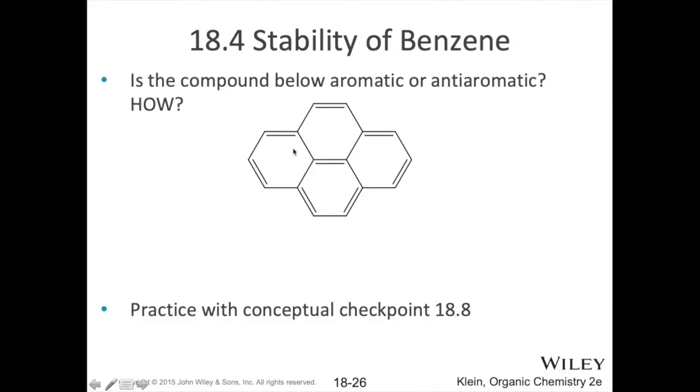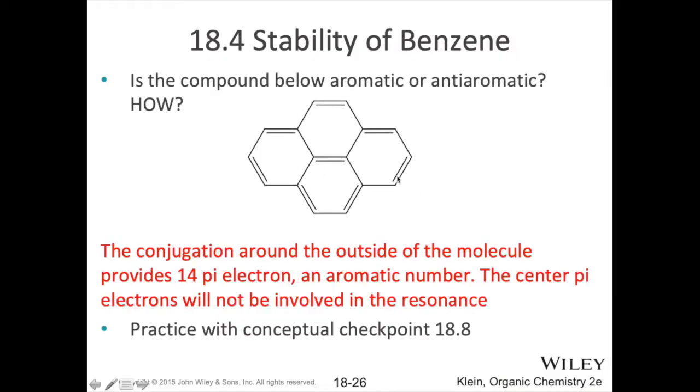If I count out all of my pi bonds, I've got 1, 2, 3, 4, 5, 6, 7, 8. That's an even number, right? That doesn't meet Huckel's rule. However, keep in mind that if we exclude this middle pair and we only take the 7 pairs that are around here on the outside, on the periphery, that would be an aromatic region, right? So that's actually a little quirk of this molecule I've drawn here. It actually excludes these middle 2.